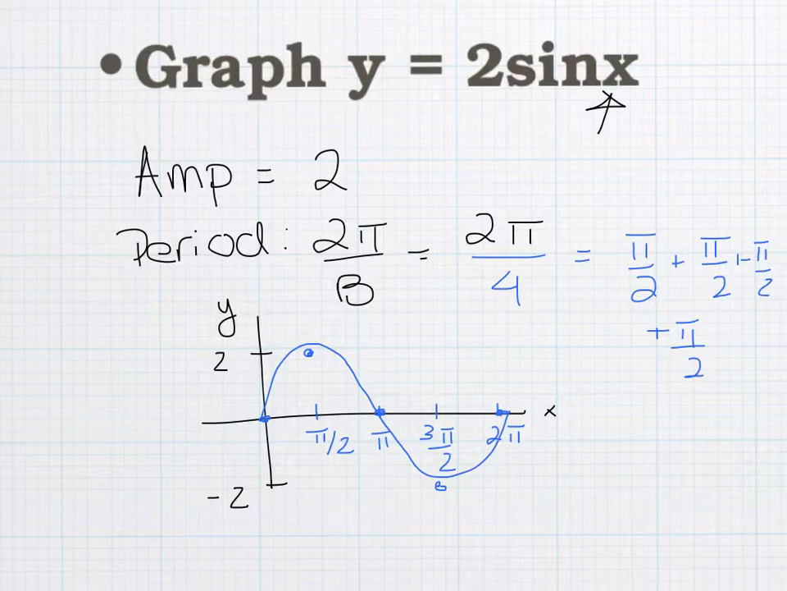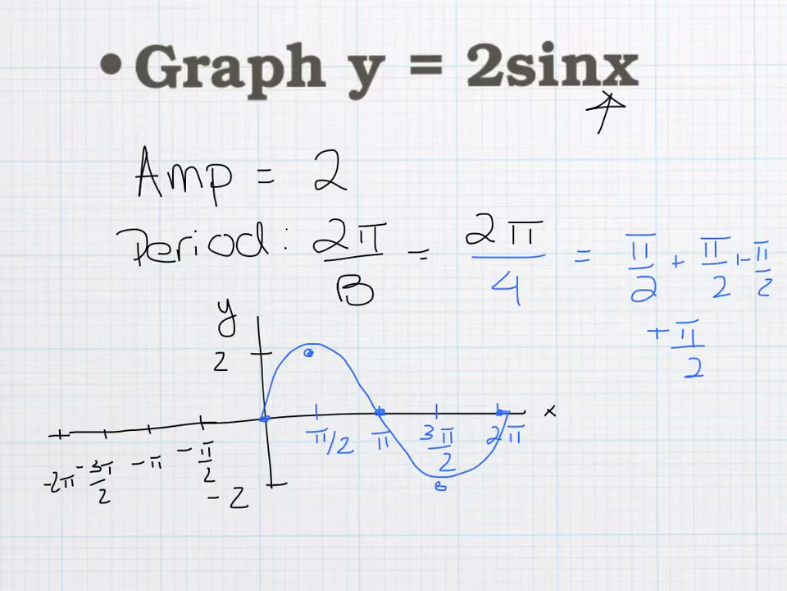So let's go ahead and go in the negative direction so you can see how you would graph an additional cycle. Okay, so I'm going to keep those same quarter periods in the negative direction. I'm just going to put a negative sign in front of them. So that's going to be negative pi over 2, negative pi, negative 3 pi over 2, and negative 2 pi.